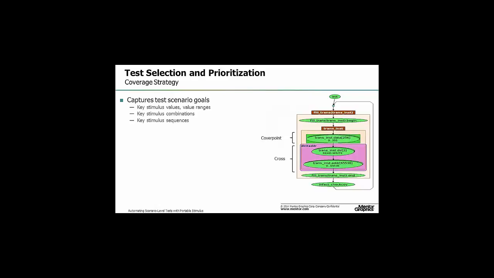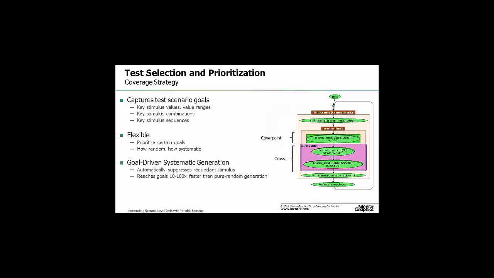And this is done by applying a layer on top of the graph that can contain things like cover points and crosses, which will then be targeted during simulation. You can put priorities on them. You can choose if you want to leave them as random or if they should be systematically explored by the tool during simulation. And the result is a very goal-driven systematic generation. So you won't keep repeating the same combinations over and over. It's going to target exactly those sequences and values and combinations that you have specified in the coverage strategy.